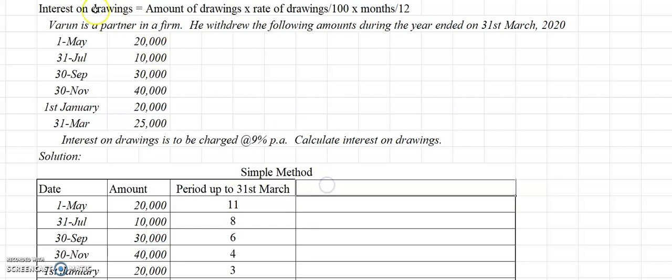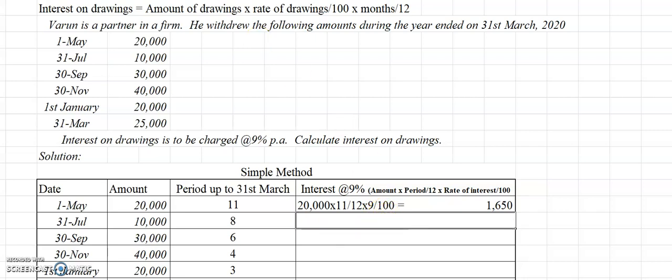So calculation of interest, here we will calculate like this: interest at the rate of 9%. That means amount of drawings into period divided by 12 into rate of interest by 100. That is a calculation for this column. So interest at 9% for the first month, we will calculate like this: 20,000 into 11 by 12 into 9 by 100. It is 1,650. Then next drawings, it is 600.